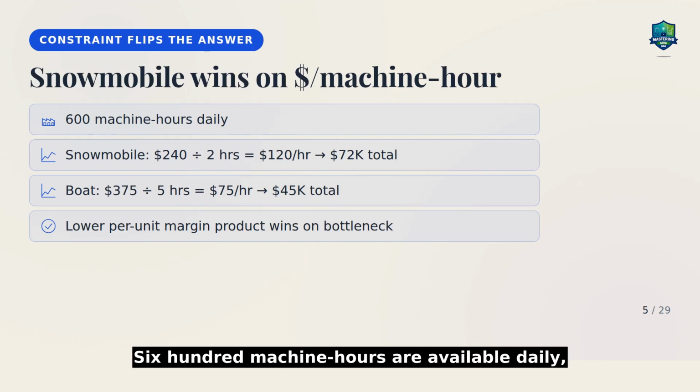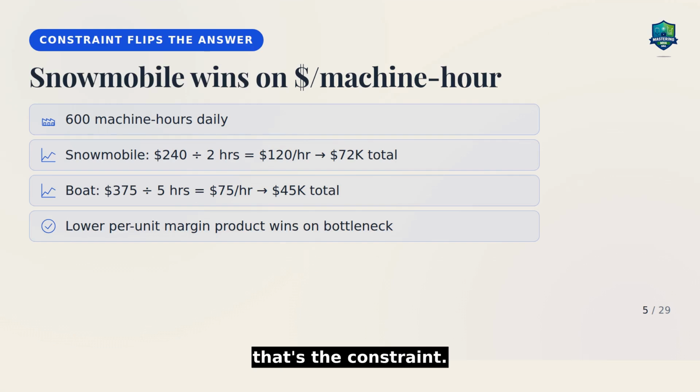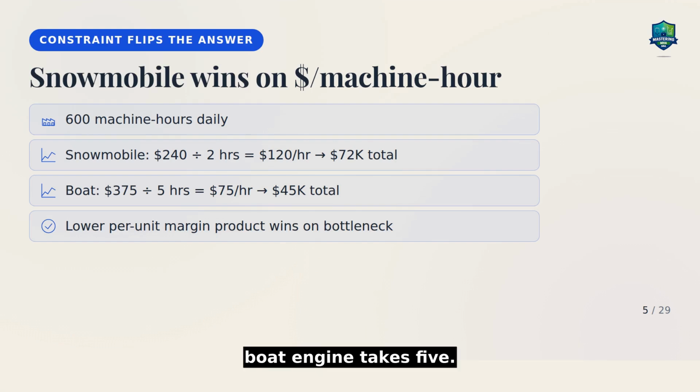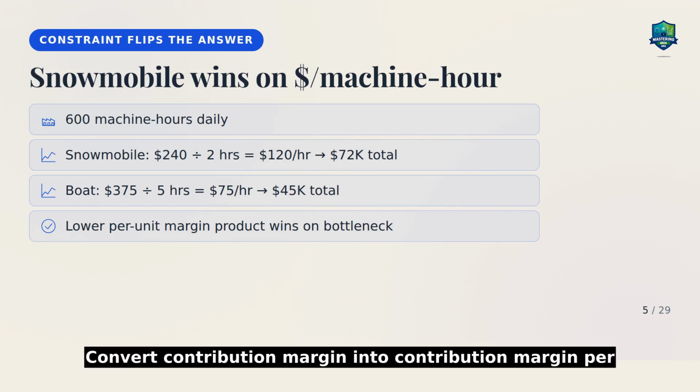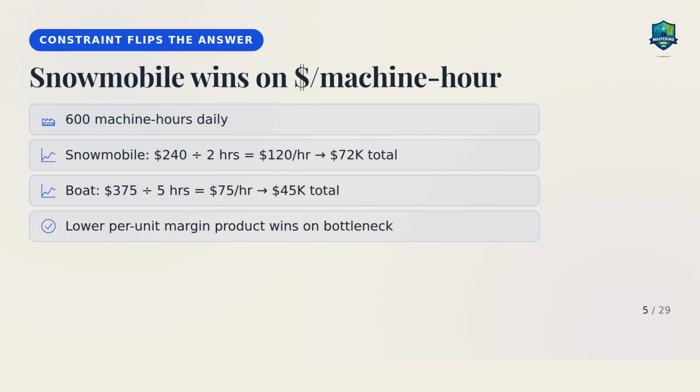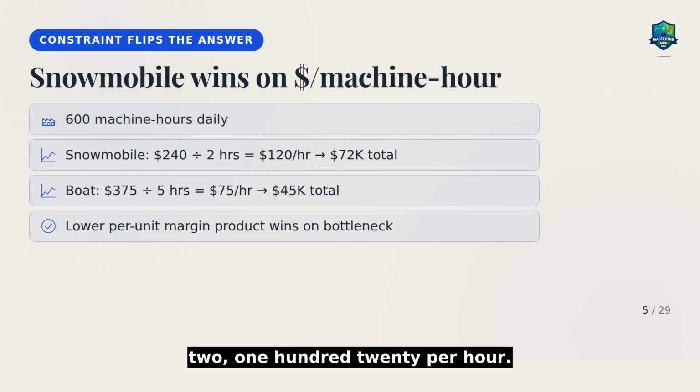600 machine hours are available daily. That's the constraint. A snowmobile engine takes 2 machine hours. A boat engine takes 5. Convert contribution margin into contribution margin per machine hour. Snowmobile, 240 divided by 2, 120 per hour. Boat, 375 divided by 5, 75 per hour.